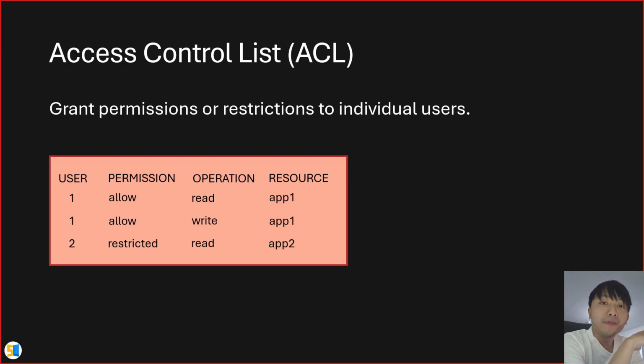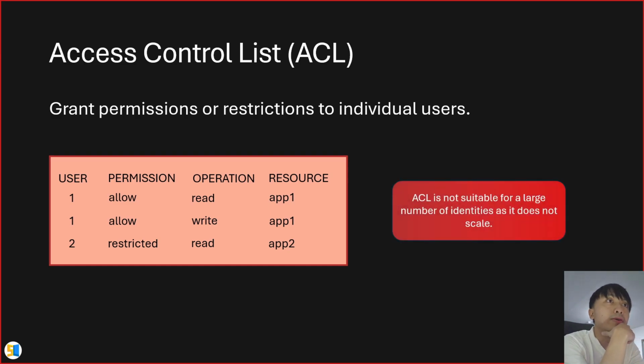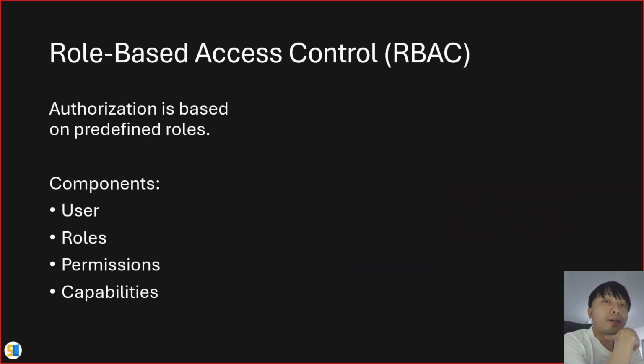This is great, especially if you want to build a system that can restrict individual users from doing some actions in your applications. But it's not so great for granting permissions, especially if the number of users is large, because you need to assign one by one. So ACL does not scale well for a large number of users. Therefore, it's preferable to use role-based access control, or RBAC.